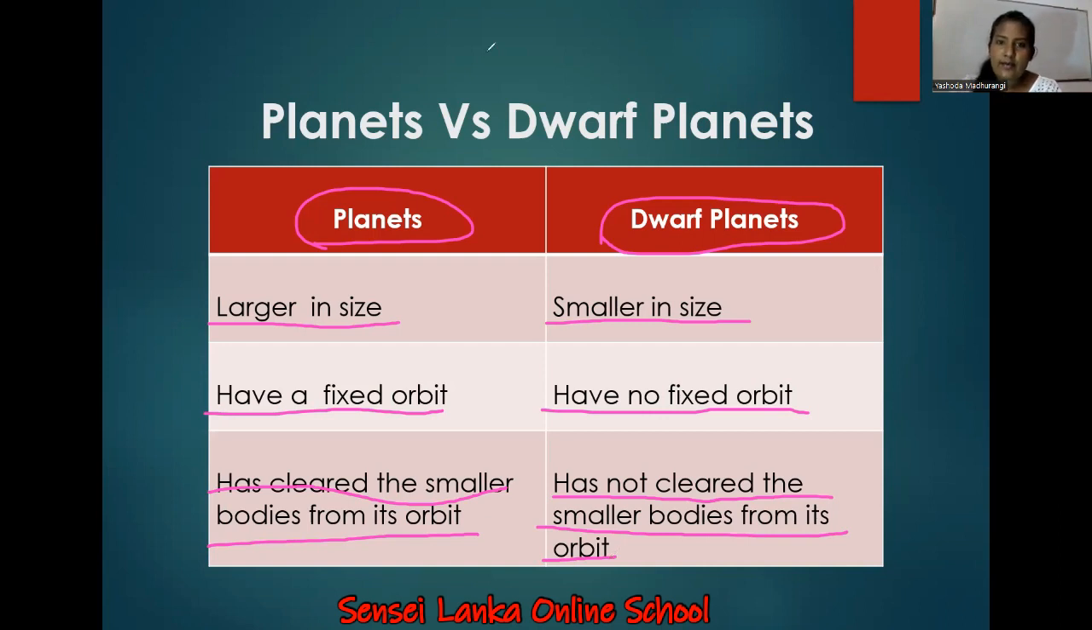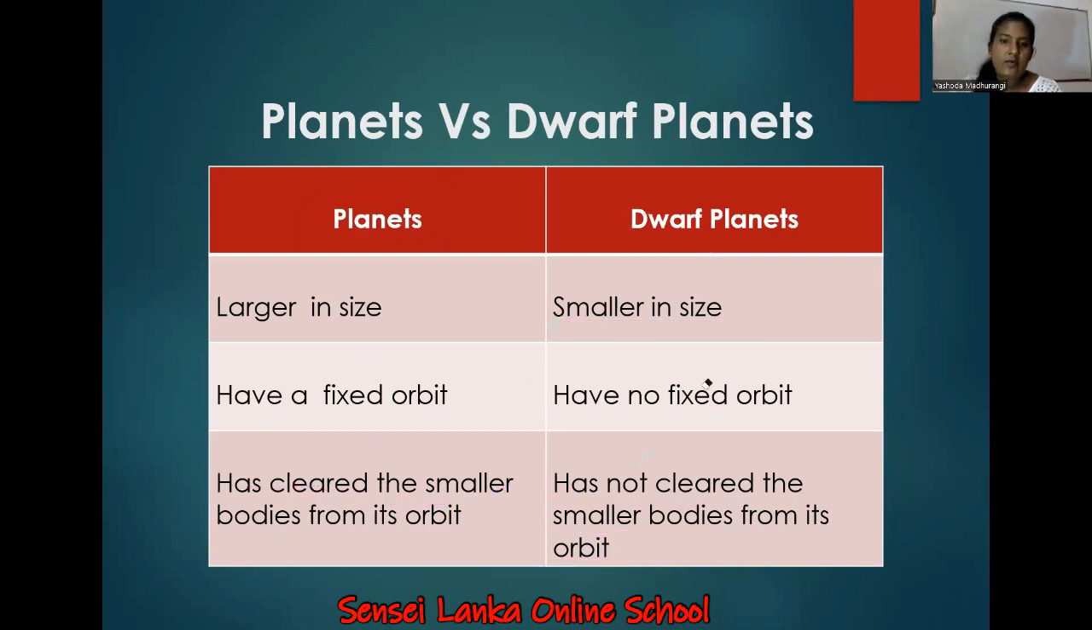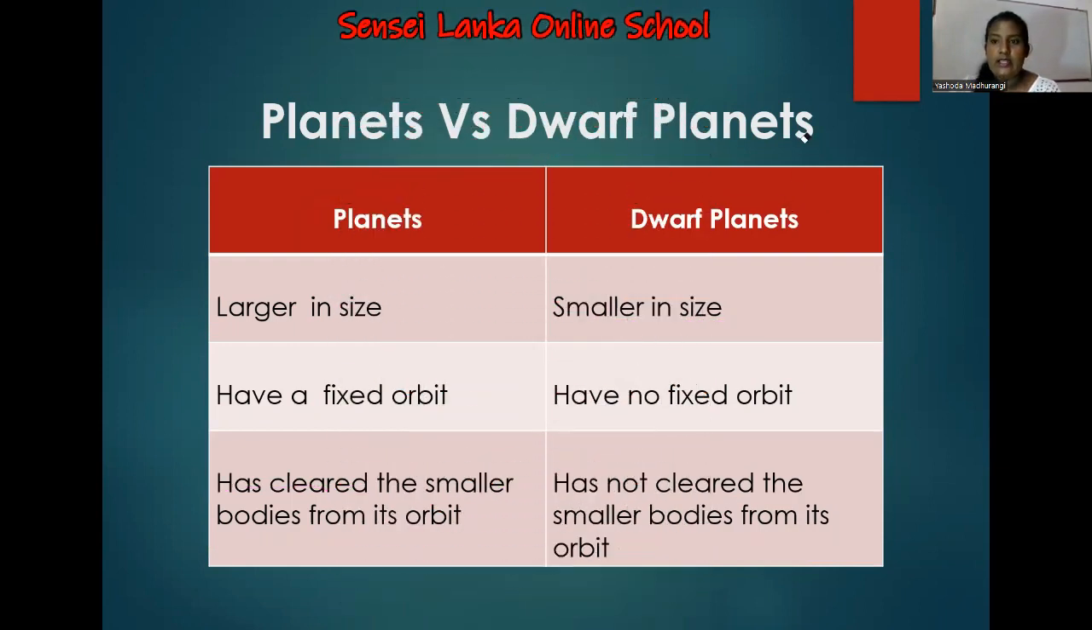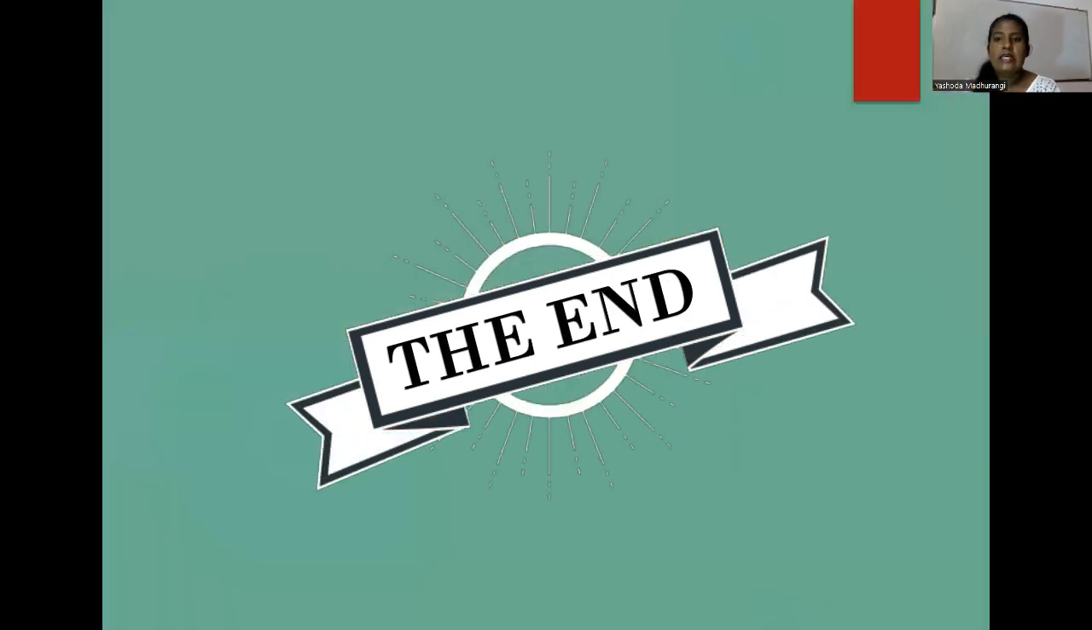So my dear children, now let's summarize our lesson because today we learned two things. Earlier we learned about the natural satellites. Then we learned about the dwarf planets. For both of the topics, I gave you the examples, the definitions, the details and characteristics. So that is the end of my today's lesson.